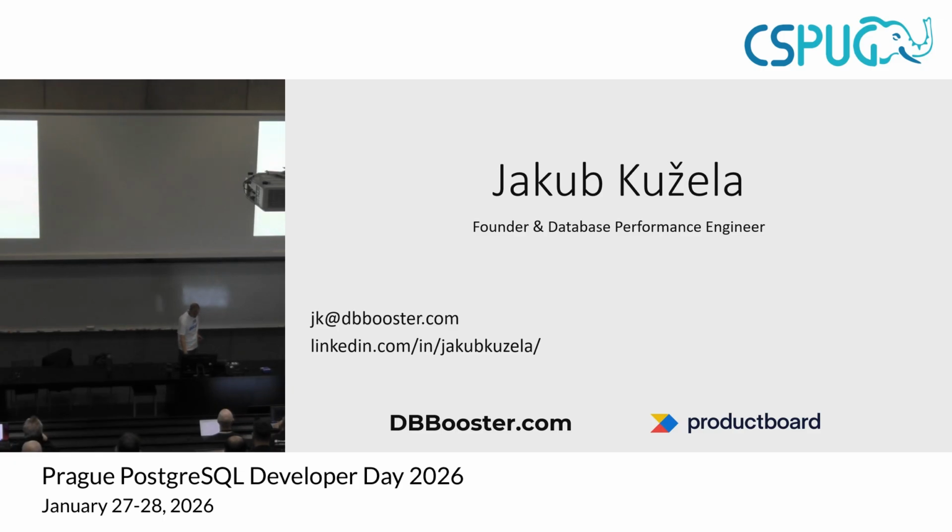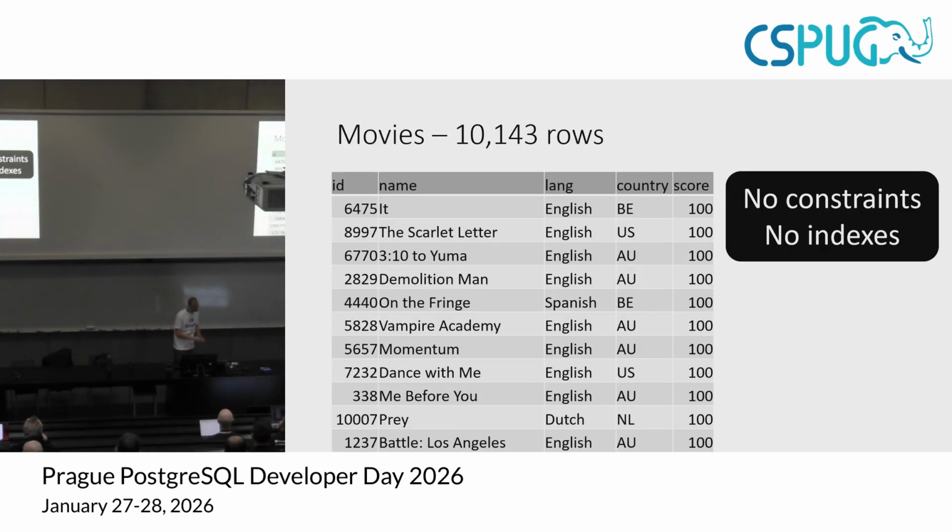My topic is B-tree indexes and their access paths. And let's jump directly into the sample data. It's a very simple table with movies. There is only 10,143 rows, no constraints, no indexes. There is even no primary key. I will focus mainly on ID, name, and language in this presentation, but there are even more columns than on the slide. There is some revenue, description, whatever, but it's not important.